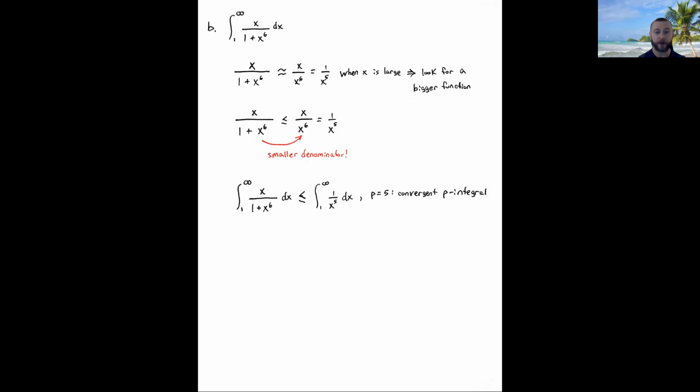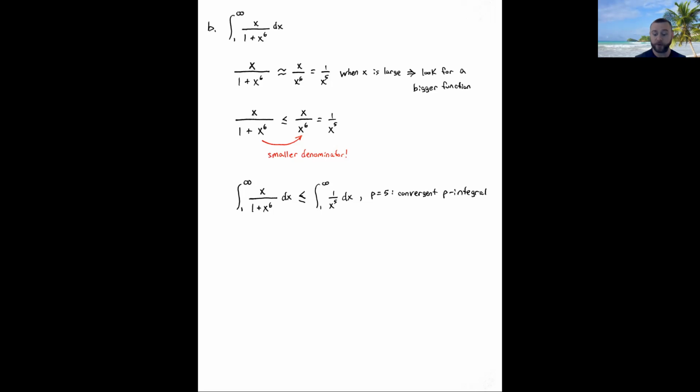All right, the rest of the problem is pretty straightforward. There's no problems with the limits. 1 to infinity are the correct limits for the p integral. So we have this comparison here. Our improper integral is less than the improper integral from 1 to infinity of 1 over x to the 5th, which is a convergent p integral.